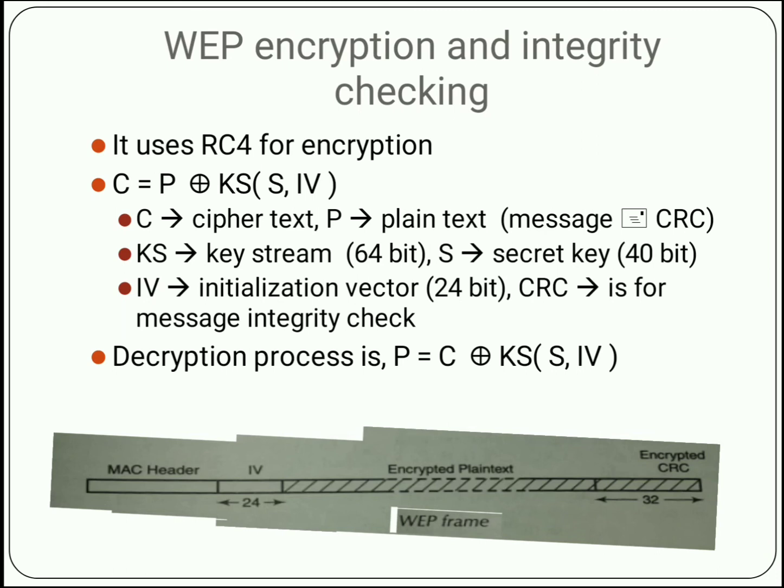And in the figure below, it is shown how the frame is formed. The WEP frame starts with a MAC header. Then it includes the initialization vector, which is a 24-bit value. Then the encrypted plain text, which is P XOR KS of S, IV. Then it includes a message integrity check, that is the CRC value.